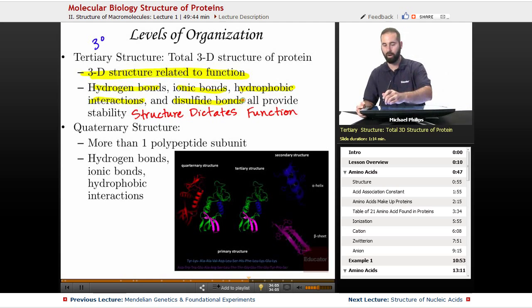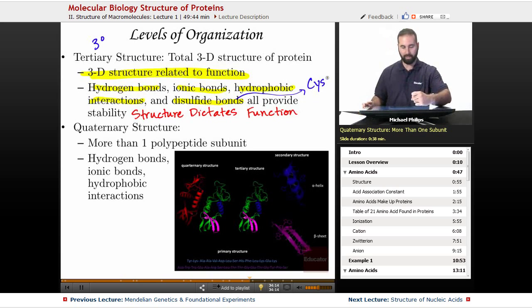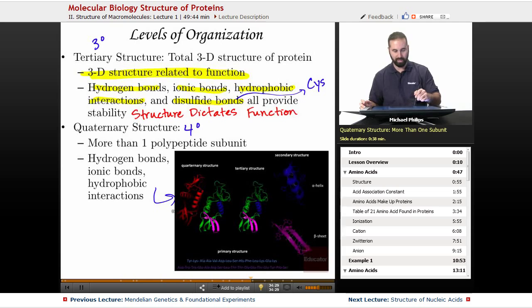And if we remember correctly, our disulfide bonds are found in our cysteine residues. Okay? Now, our quaternary structure only can occur when we have more than one polypeptide, so more than one subunit. All right, so we're looking at right here. The red is its own polypeptide, and then this other multicolored one is its own polypeptide. When they come together and form a complex, that now is a quaternary structure. Right? So hydrogen bonds, ionic bonds, and hydrophobic interactions all stabilize quaternary structure.